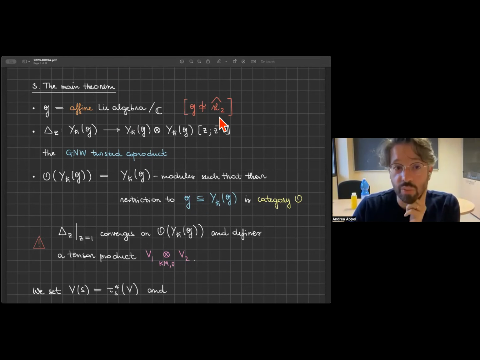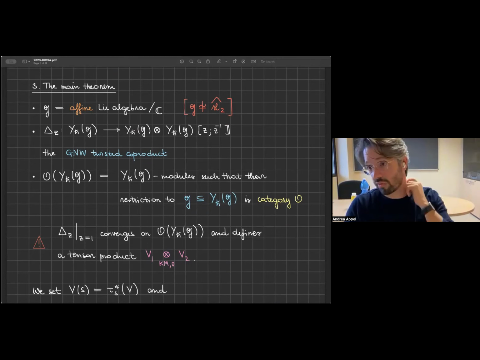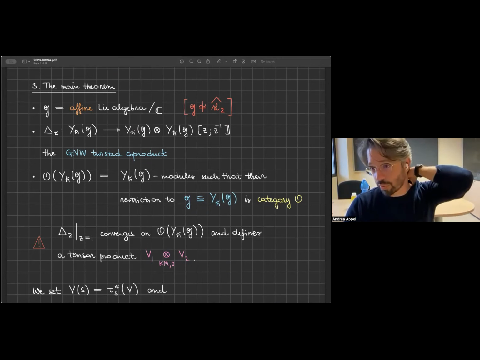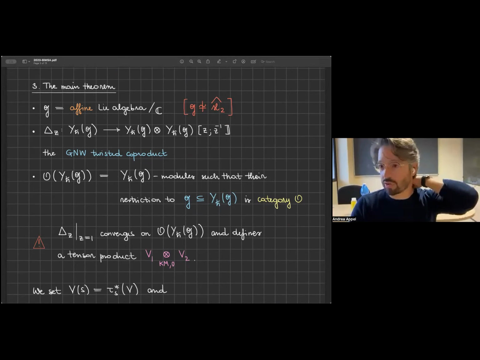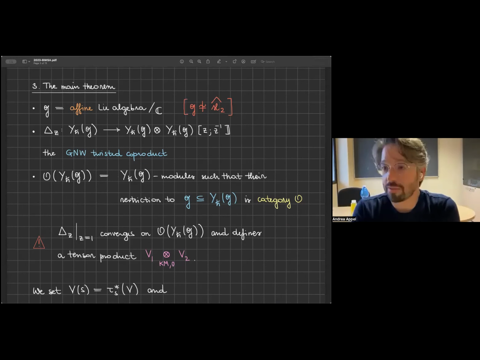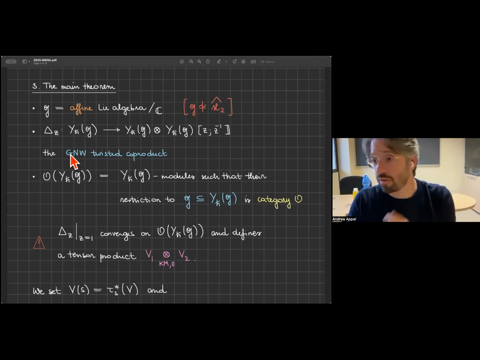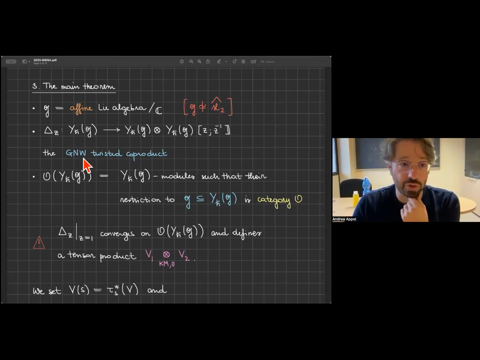For the reason I was saying before, we will exclude the type SL2 affine, and not really for the coproduct. As I said, this is possible. This is probably an aspect that can be studied separately and probably adjusted. But as you will see in our proof, there is a much bigger problem with SL2 affine. A much more serious problem.